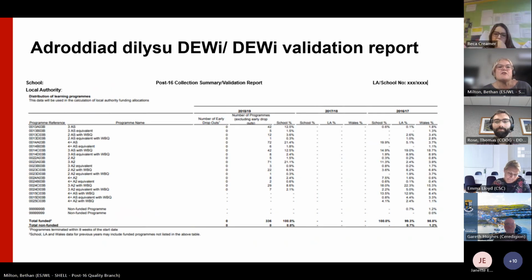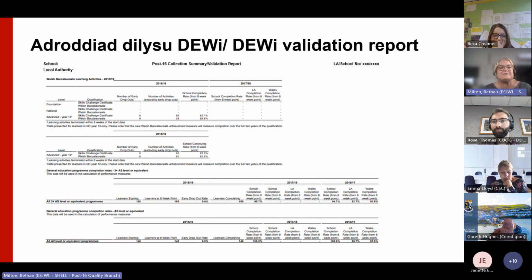So this is the DEWI validation report, and the first page, as you can see, lists all of the different programmes that learners can follow within this sixth form, and gives you the numbers that you've recorded against each one. So again, it gives you a snapshot. The total line at the bottom then gives you the total numbers of learners, which should reflect the learners that you've got in year 12 and year 13. So again, a quick snapshot for you to be able to check that the data is accurate.